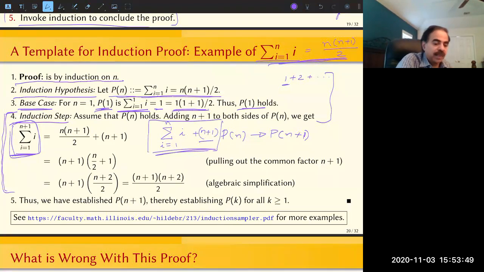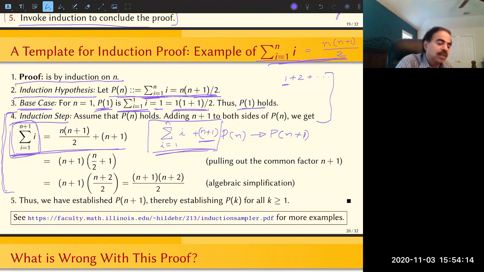So what we are doing is we are adding n plus 1 on the left-hand side of P. Therefore, we should add n plus 1 on the right-hand side of P, right? So that's what we have done here. We start with P of n, and then we add n plus 1 on both sides of P of n, okay?